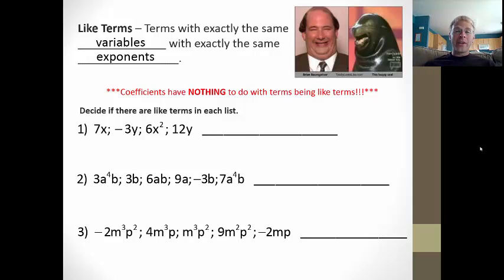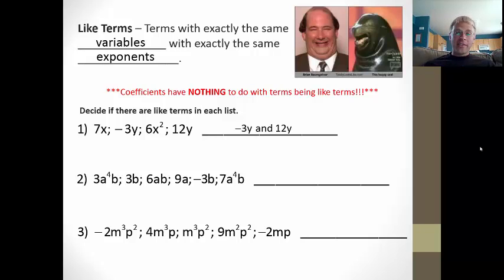We've got 3 lists of terms. Now, these aren't written as expressions. Notice we're not adding or subtracting yet. We just want to work on identifying which terms are like terms here. So we can see in our first list, I've got 7x, negative 3y, 6x squared, and 12y. Which terms there do you think would be considered like terms? Well, hopefully you said negative 3y and 12y.